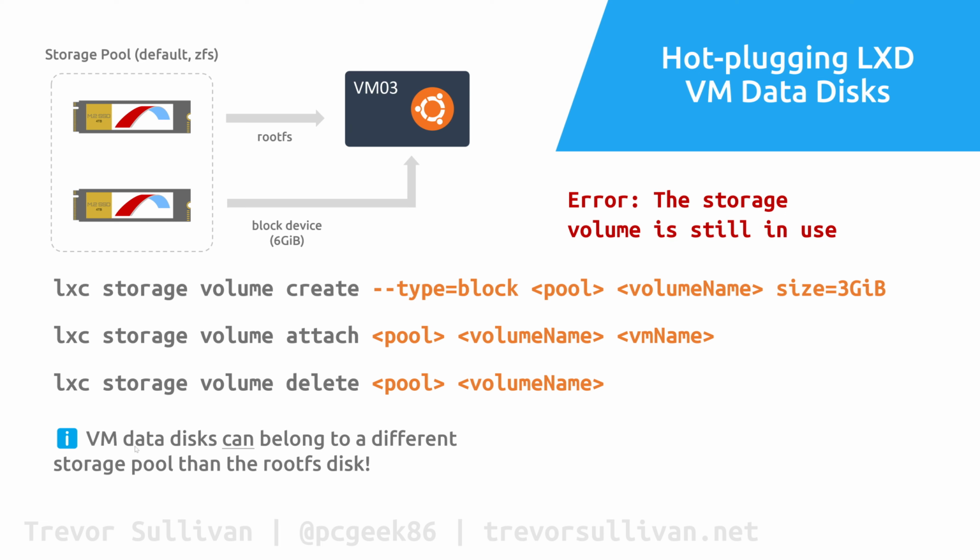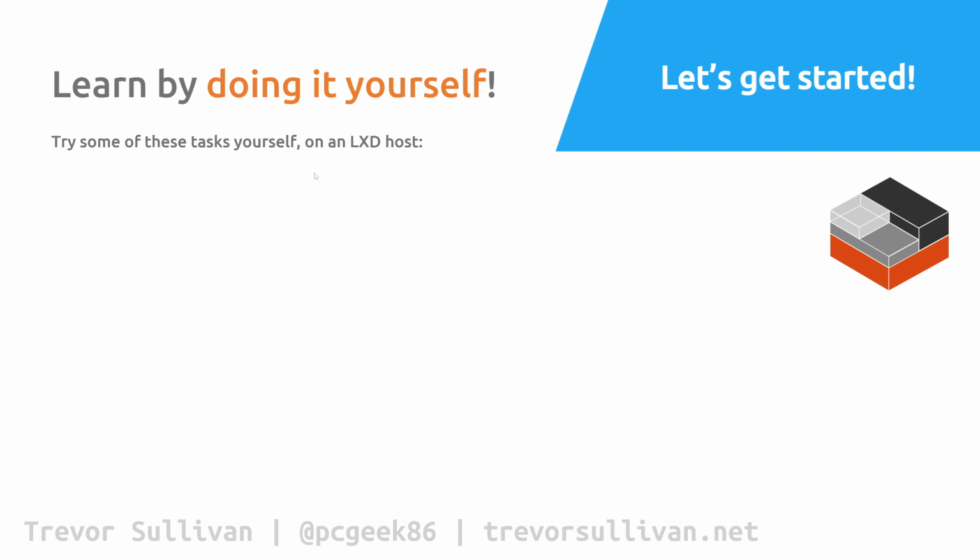Also, keep in mind that virtual machine data disks can belong to a different storage pool than the operating system or rootfs file system. So if we had a second storage pool on our LXD host, we could actually take a data disk, provision it in that separate storage pool, and still be able to attach that to the virtual machine. So the rootfs and the additional data disks don't necessarily have to belong to the same default storage pool here.